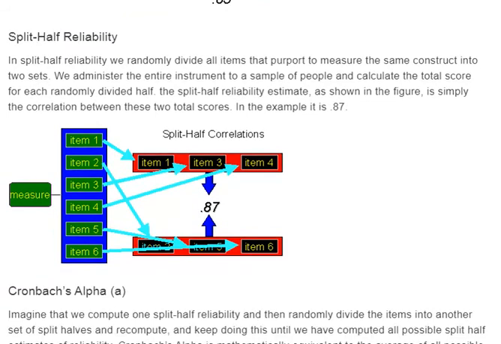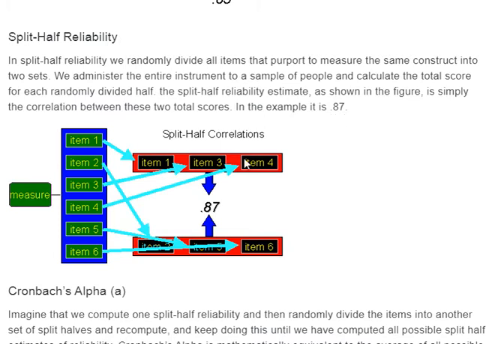Split half reliability. In split half reliability, we randomly divide all items that purport to mirror the same construct into two tests. We administer the entire instrument to a sample of people and calculate the total score for each randomly divided half. The split half reliability estimate, as shown in the figure, is simply the correlation between these two total scores. In the example, it is 0.87.